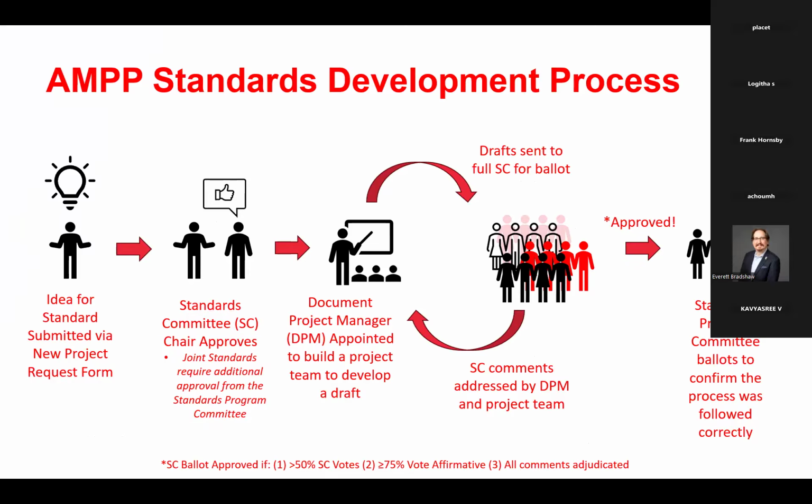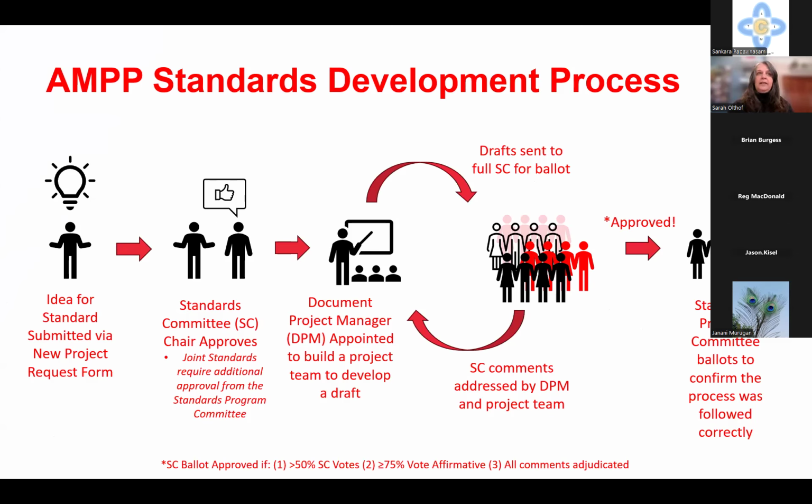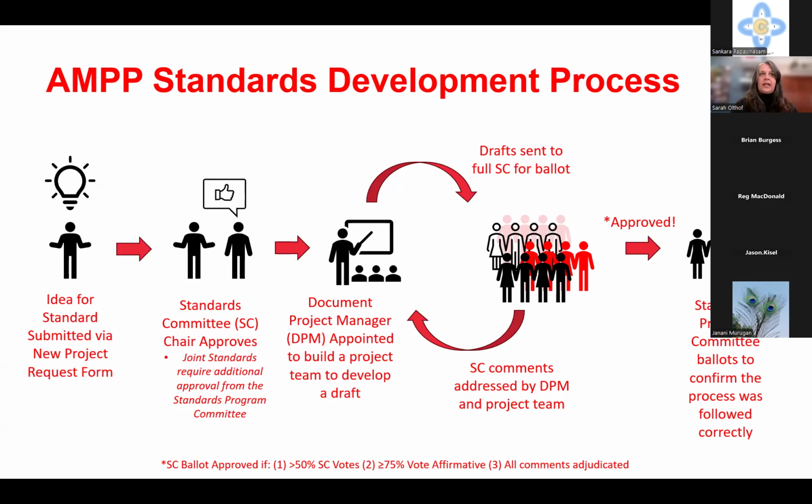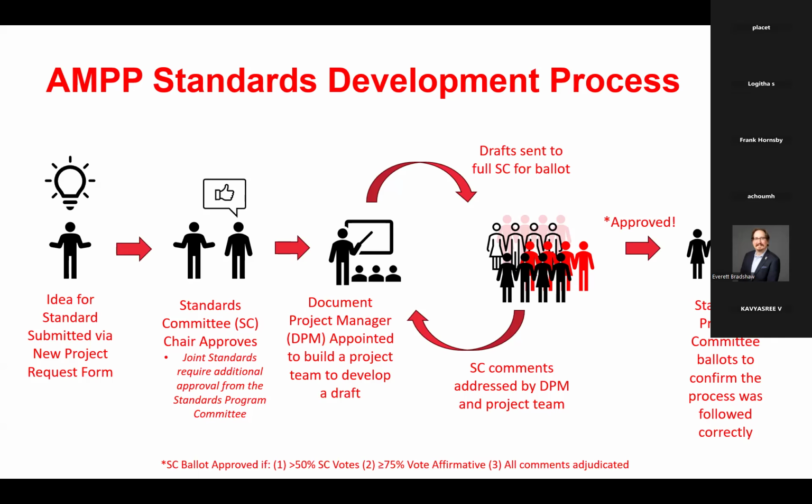So our development process begins with an idea for a new standard or document. From there, the committee chairs of our individual standards committees review those requests to begin a new project, and the committee can approve those projects. Now, if we're going to create a joint project with another standards development organization, maybe with ASTM, then those joint standards projects need to be approved by the standards program committee before they begin the process.